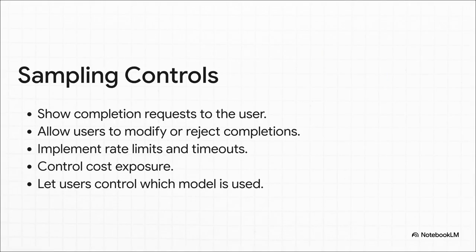The only way to fight this is to give the user absolute control. You simply cannot give a remote server a blank check to use your AI. Your application has to show the user every single one of these sampling requests. Give them a big red no button. And on top of that, you need hard limits, rate limits to prevent spam, and cost controls to make sure you don't wake up to a five-figure bill. It's all about putting up guardrails.